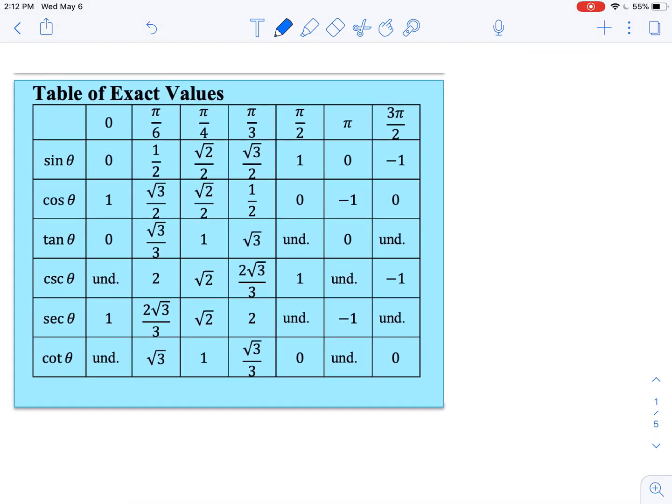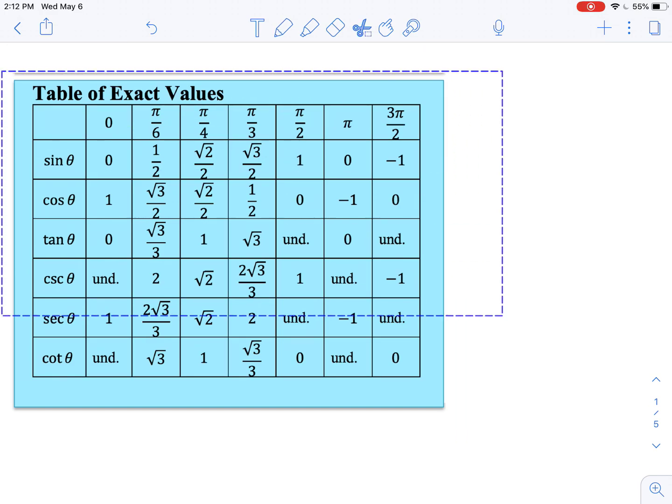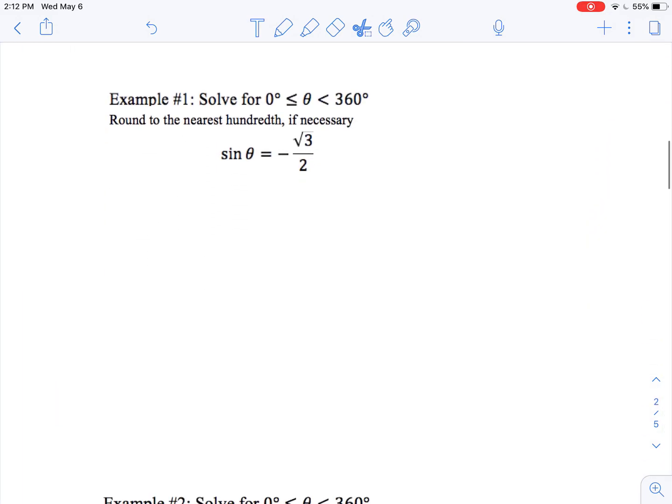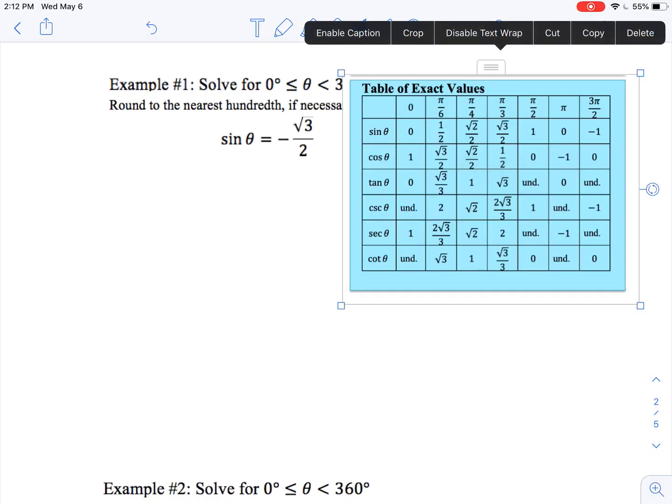Here's our table of exact values that we will refer to. I'm going to go ahead and copy and paste this and bring this along for some of our problems. We'll put this here.